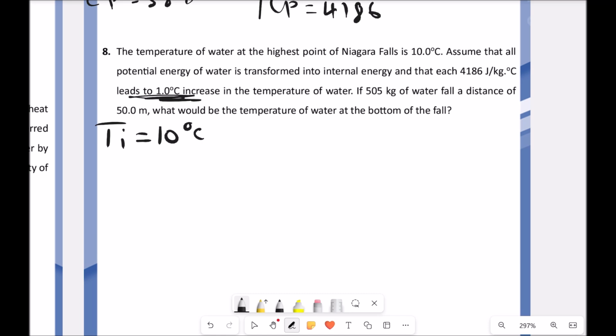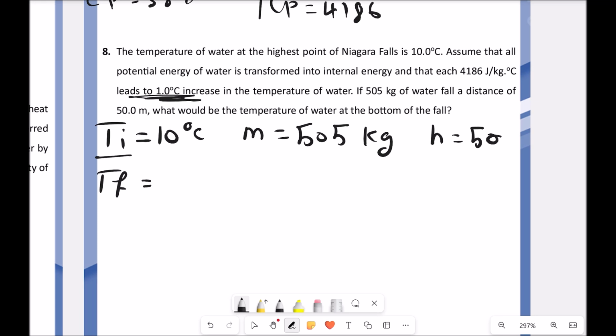If 505 kilogram of water falls a distance of 50 meter, so we have the mass of the water, which is equal to 505 kilogram. What is the height? Height is equal to 50 meter. What would be the temperature of the water at the bottom of the fall? So we had T initial, it is asking for T final.